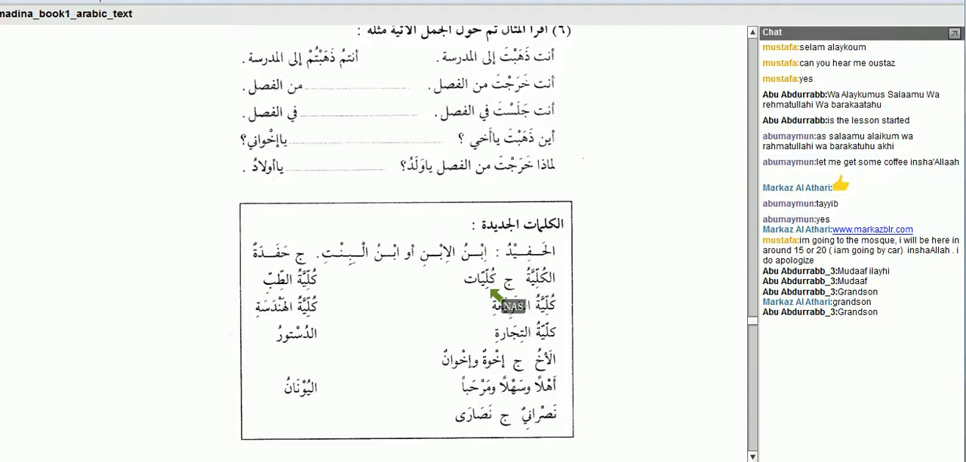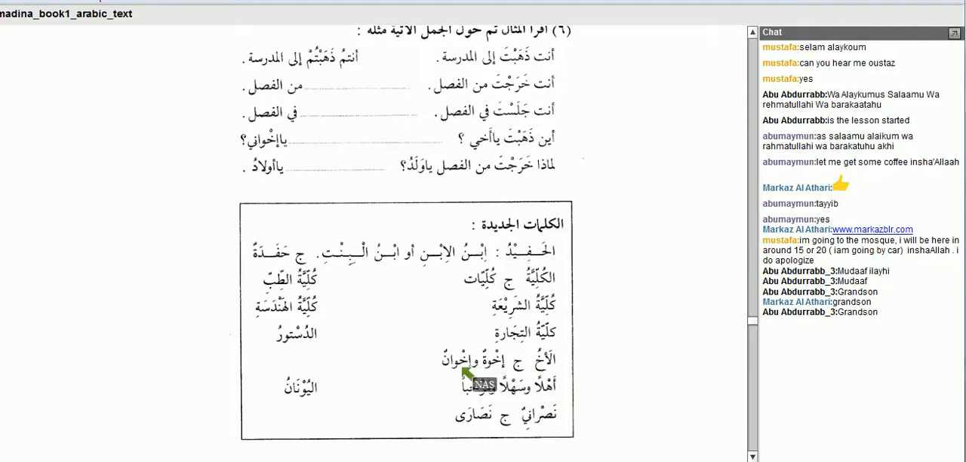Known as jam' al-mu'annath, jam' mu'annath al-salim. Feminine plural, which brings no change to the original words, except that you added 2 letters at the end of it. And then there's these examples, kulliyatul tijara, kulliyatul handasa, tib, we went through all of them, and there was this very important example here, this new vocab, al-akhu.